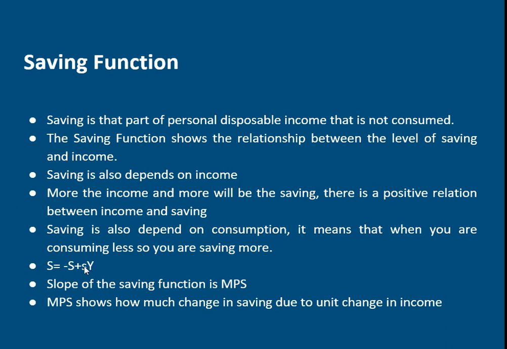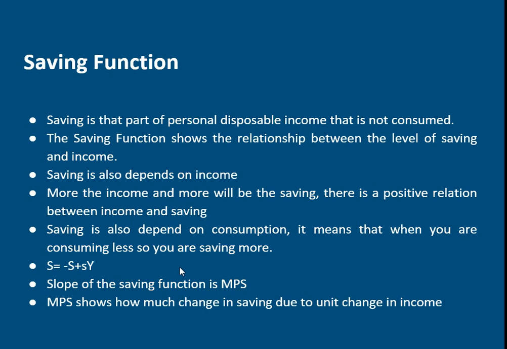Similarly, saving, or MPS, marginal propensity to save, depends on income. When your income increases, your saving also increases. So this small s shows MPS, the slope of the saving function, which is the marginal propensity to save. Here is a positive sign which shows that there is a positive relationship between saving and income. When your income increases, your saving also increases.